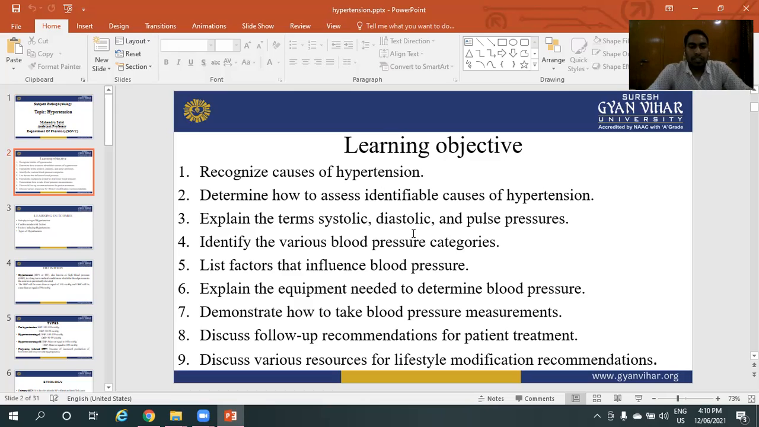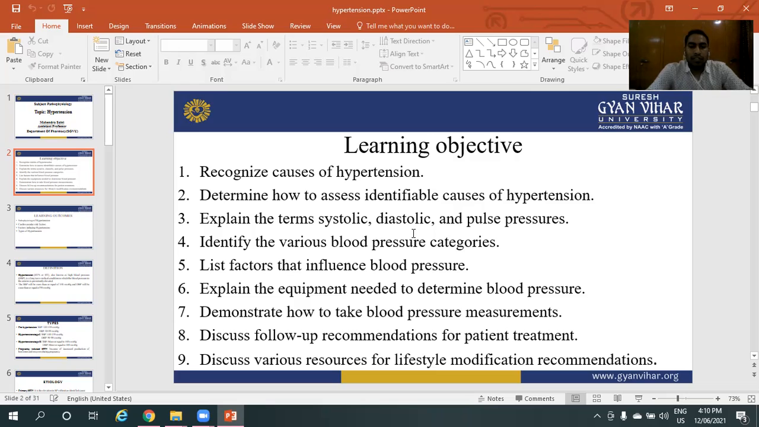The fourth objective is to identify the various blood pressure categories. The fifth objective is to list factors that influence blood pressure. The sixth objective is to explain the equipment needed to determine blood pressure. The seventh objective is to demonstrate how to take blood pressure measurements.